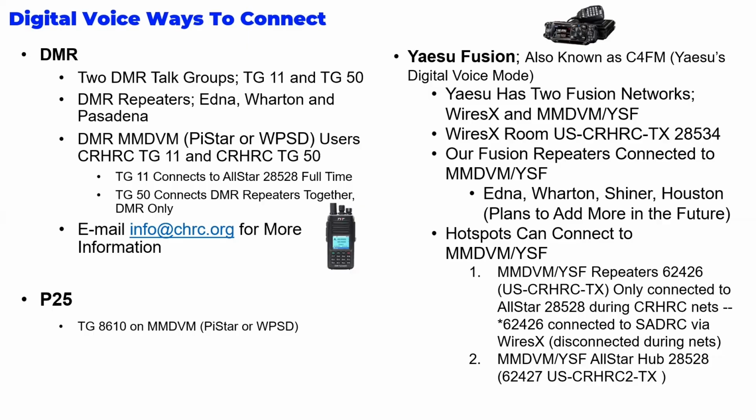K5KTV, Chris. I do have a question on the DMR because I'm a little confused. Okay, go ahead with your question, Chris. We'll try our best to answer it. Just as far as finding the Crossroads talk group on Pi-Star, where do I go look since I've got a Brandmeister hotspot?